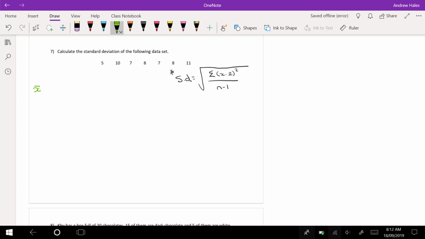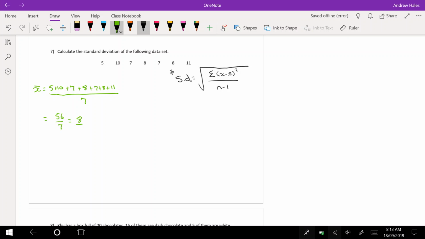Okay, so I have to find my mean, which is 5 plus 10 plus 7 plus 8 plus 7 plus 8 plus 11 over, how many do I have? 1, 2, 3, 4, 5, 6, 7, over 7. So that's 15, 15, 15, so 45 plus 11 is 56, divided by 7, oh look at that, my mean is 8. So my mean is 8.